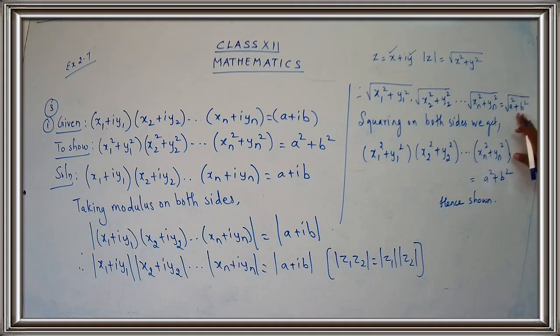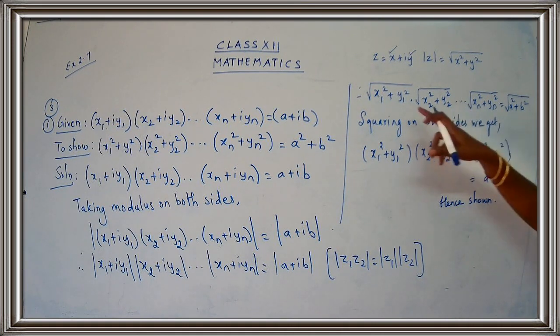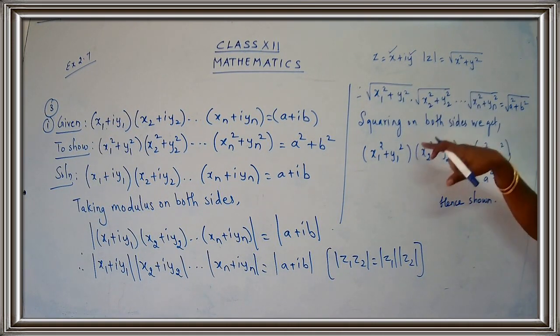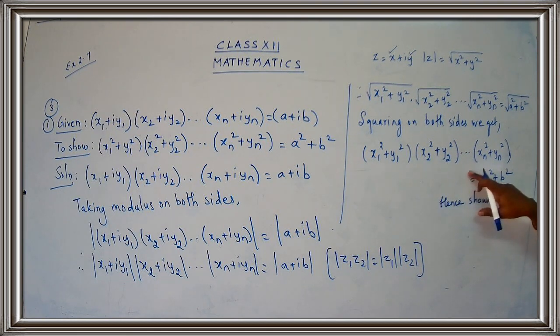And now what are you going to do? You are going to square on both sides. So when you square on both sides, what happens? The square root and the square term get cancelled, and you just get the required proof part. Yes, children? So we have completed the first sub part. Write down the answer, children.